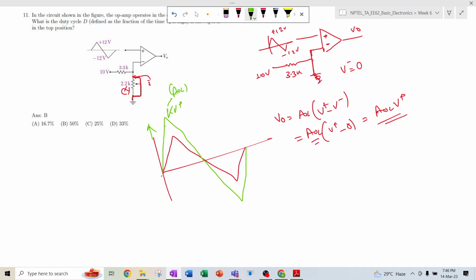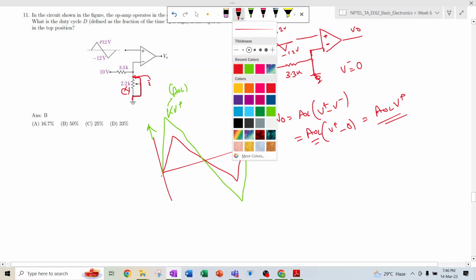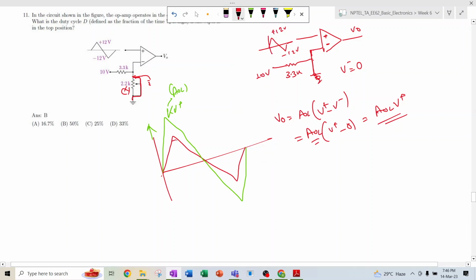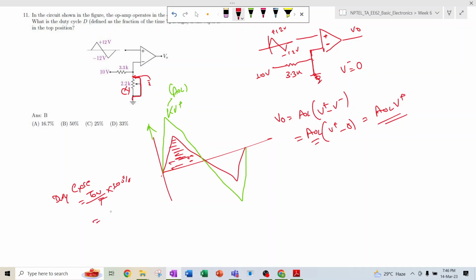So now, what is the duty cycle of this? For the input signal, this 12 volt to minus 12 volt triangular signal, the duty cycle is T on divided by T into 100%, right? So T on is half. If it goes from 0 to T by 2 and the period is T, you can write T by 2 by T into 100%, so T and T cancel out, and it will be 50%.